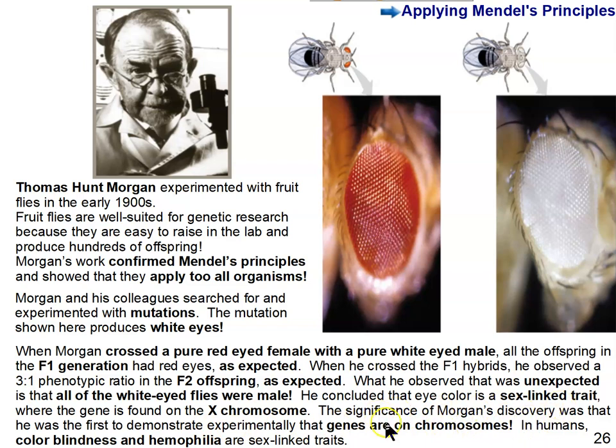So he discovered basically two things. Genes are on chromosomes, and he discovered this form of inheritance that we know as sex linkage, sex-linked traits. And sex-linked traits end up being more prevalent in males than in females, and we'll take a look later at the genetics of this using Punnett squares.